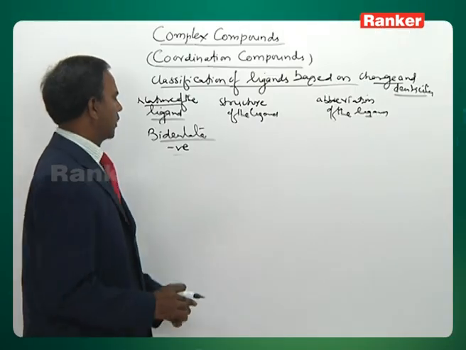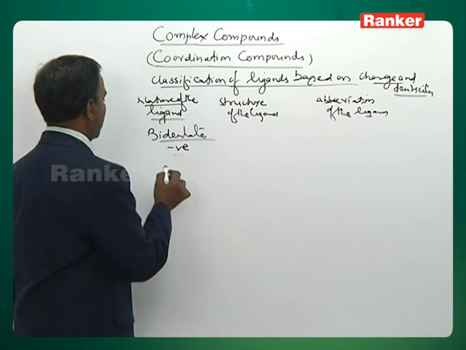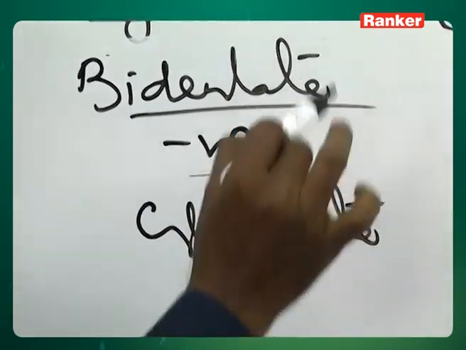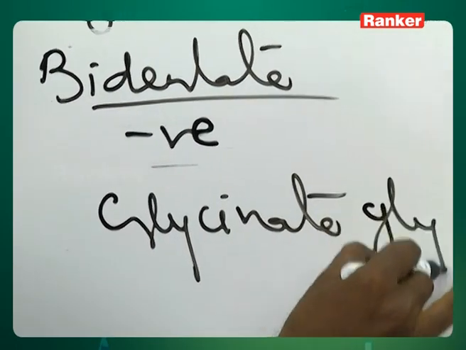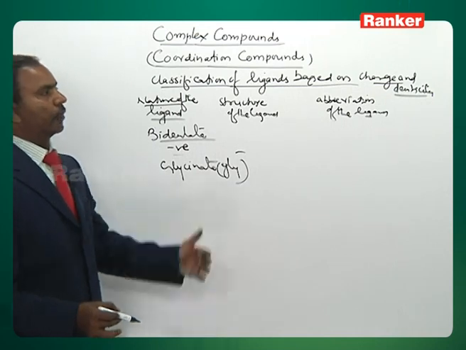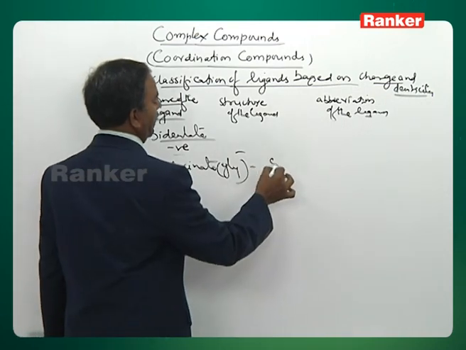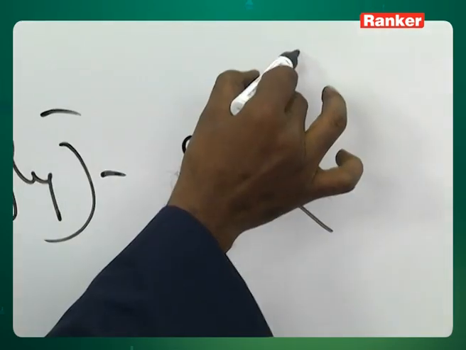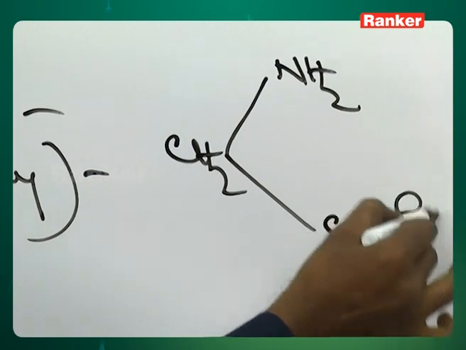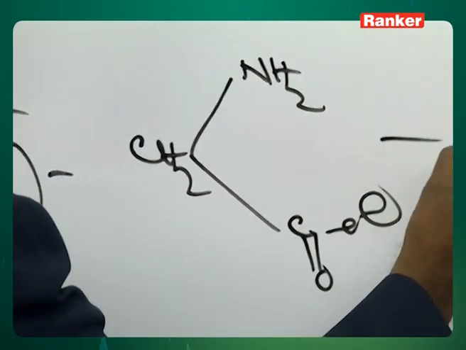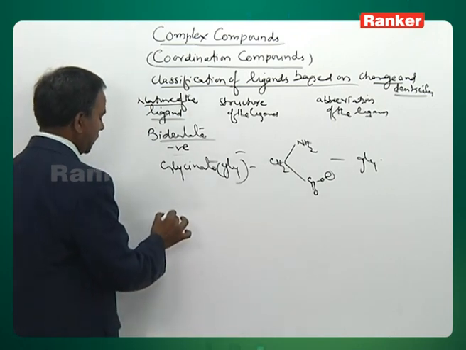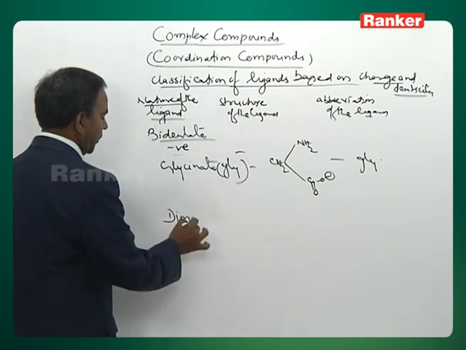Let me write some more negative bidentate ligands: glycinato. Glycinato, GLY minus, carrying a single minus charge. What is the structure of this glycinato? It is NH2, C double bond O, O minus. The glycinato ligand is abbreviated as GLY. Next, dimethyl glyoxymato.